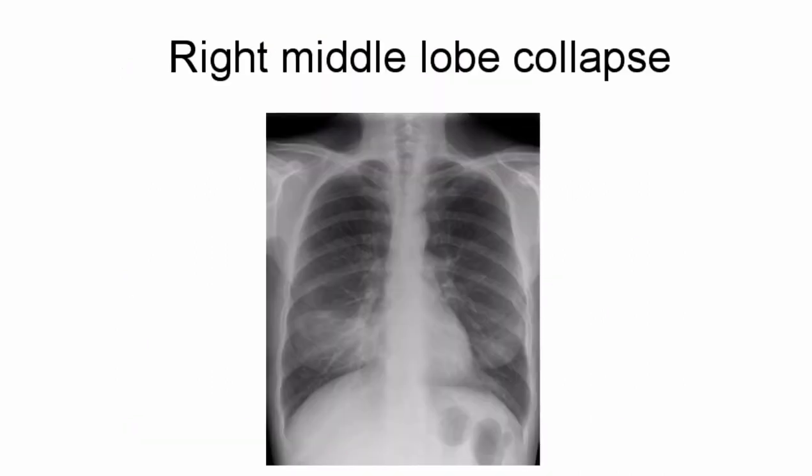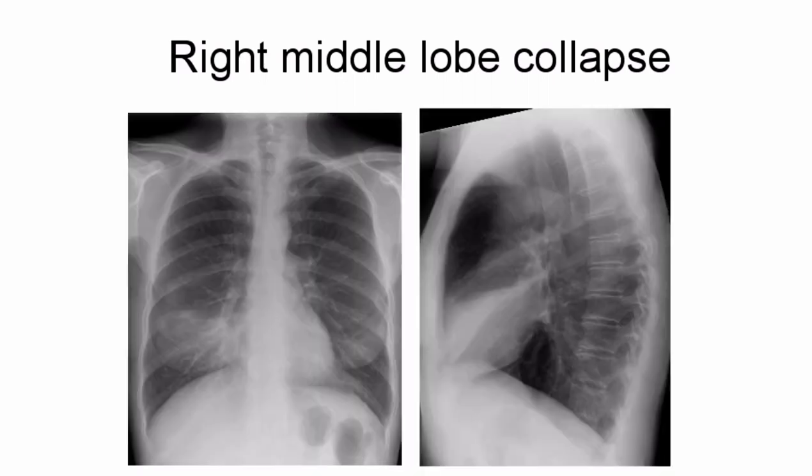On this chest X-ray, the right heart border is hazy. This is due to collapse of the adjacent right middle lobe. On the lateral film, we can see an opacity between the horizontal and oblique fissures against the cardiac silhouette, which is the collapsed right middle lobe.